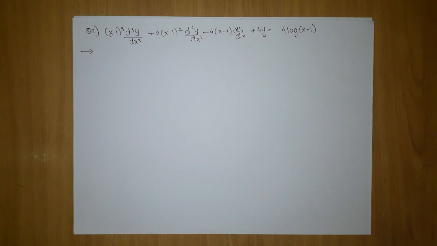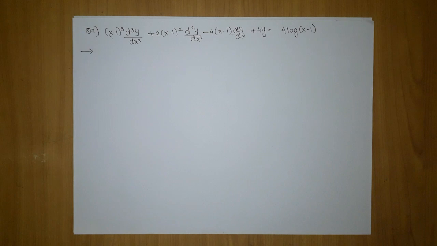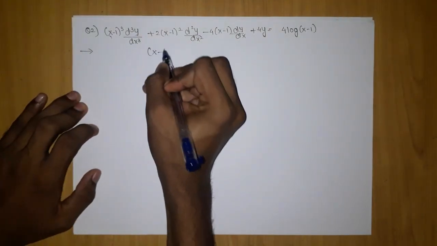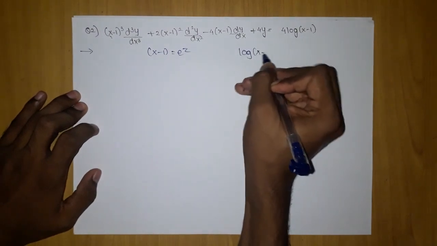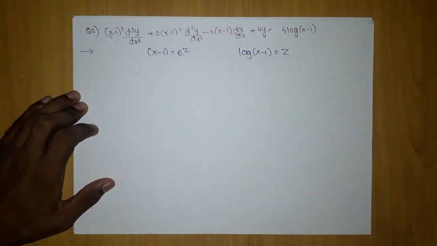It is difficult to identify, I agree, but these last two types, Cauchy and Legendre, are very easy to identify. So here, to convert into a linear differential equation with constant coefficients, we will substitute x minus 1 equals e to the power z. X minus 1 equals e to the power z. After this, log of x minus 1 equals z. All these substitutions are very crucial because you are going to substitute z by this when you need to get the final answer.